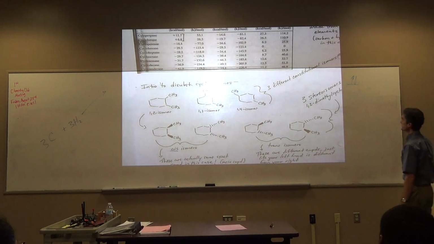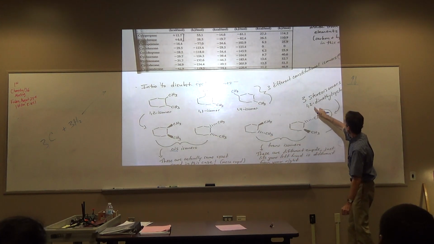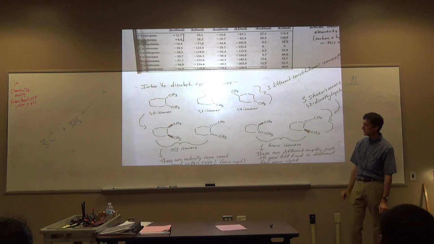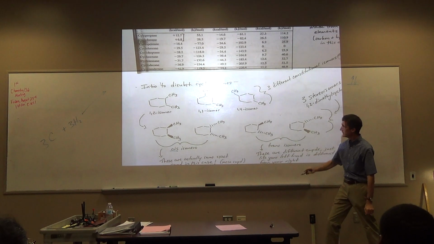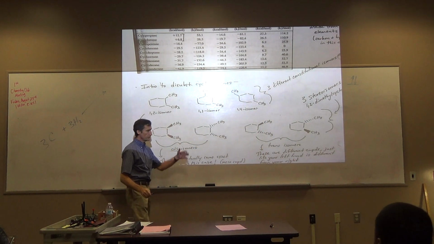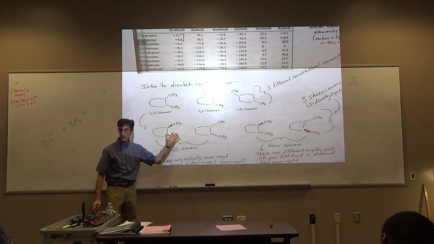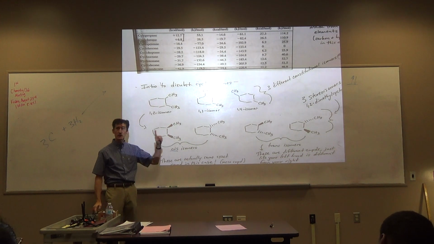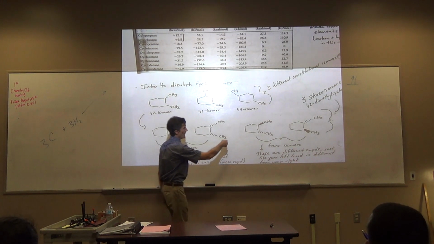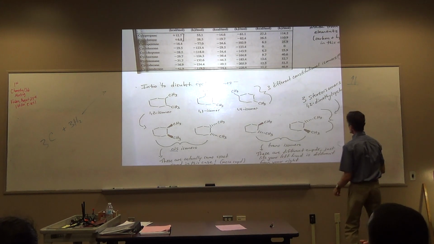Okay, so how many different stereoisomers up here of 1,2-dimethyl cyclohexane? How many stereoisomers on the board? 3, right? We have 1, 2, 3. Because these are the same. I could draw this 100 times. It's still only one compound, right? 1, 2, and 3. 3 different stereoisomers.